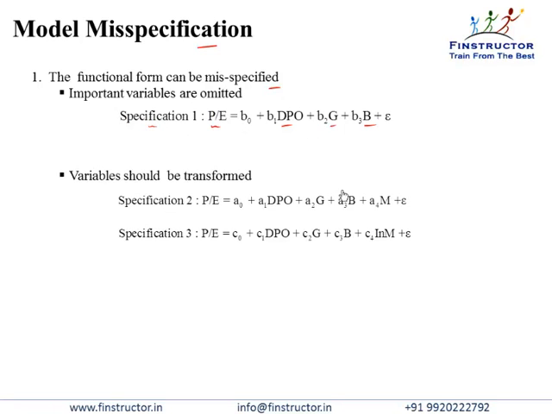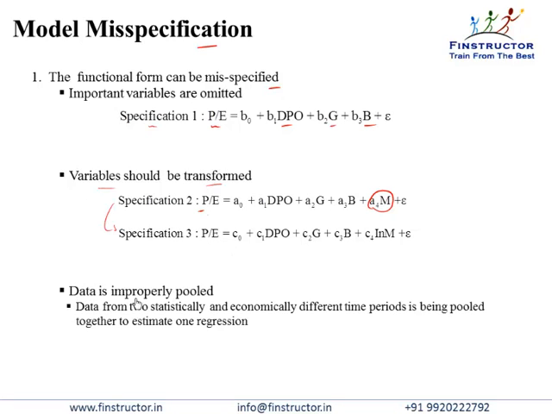So we include a term for the market cap. However, the P by E is not directly linked to the market cap, or it is not linearly related to the market cap. It is linearly related to the log of the market cap. So the form is still misspecified as the variable should have been transformed. The third specification is the correct specification, where we have included the variable and we have transformed it so that it is linearly related to the dependent variable.